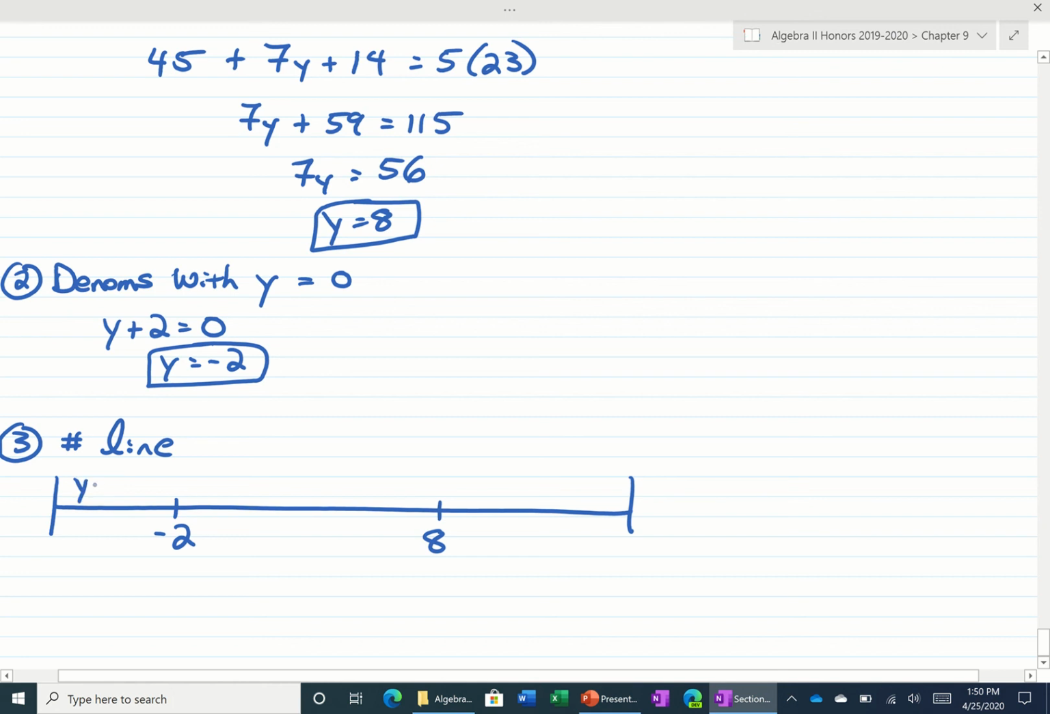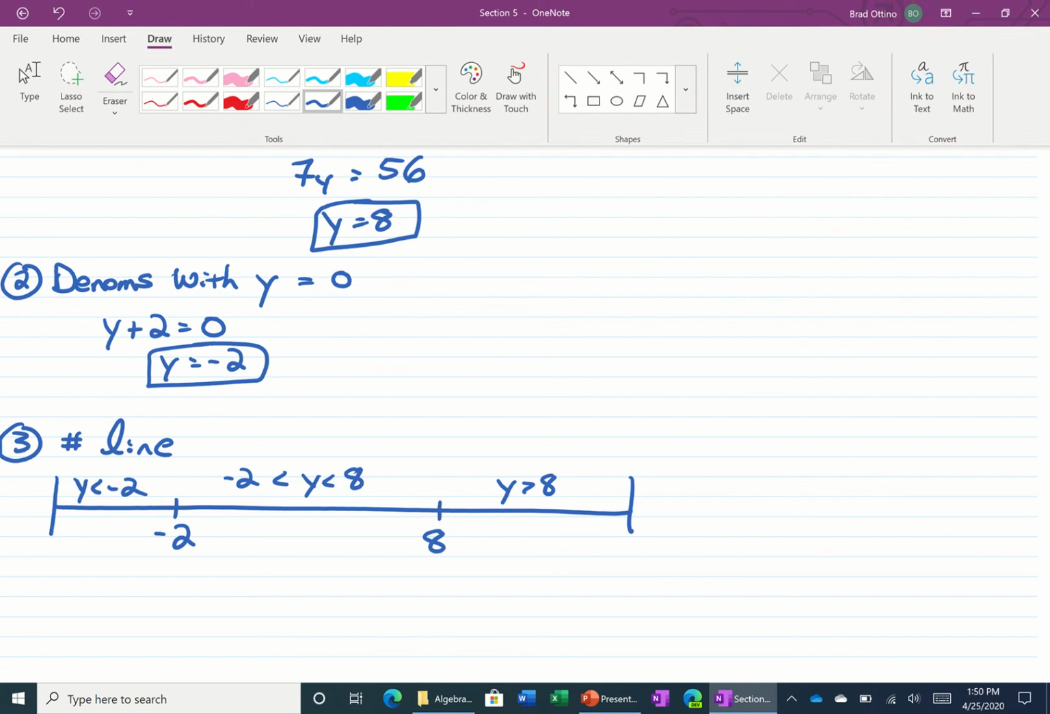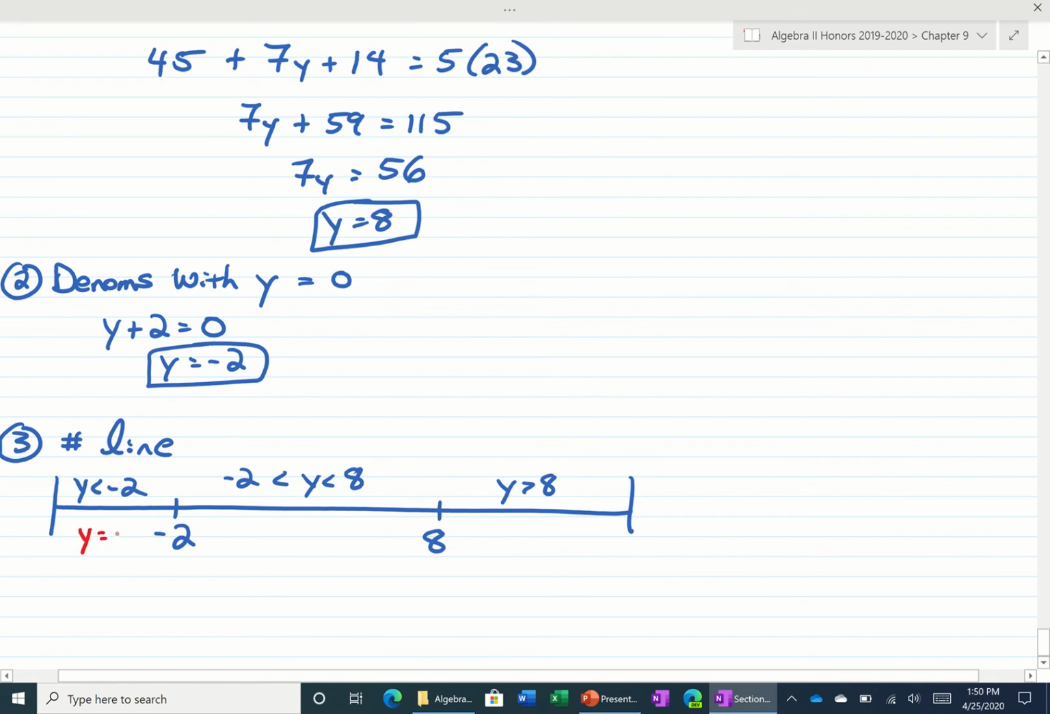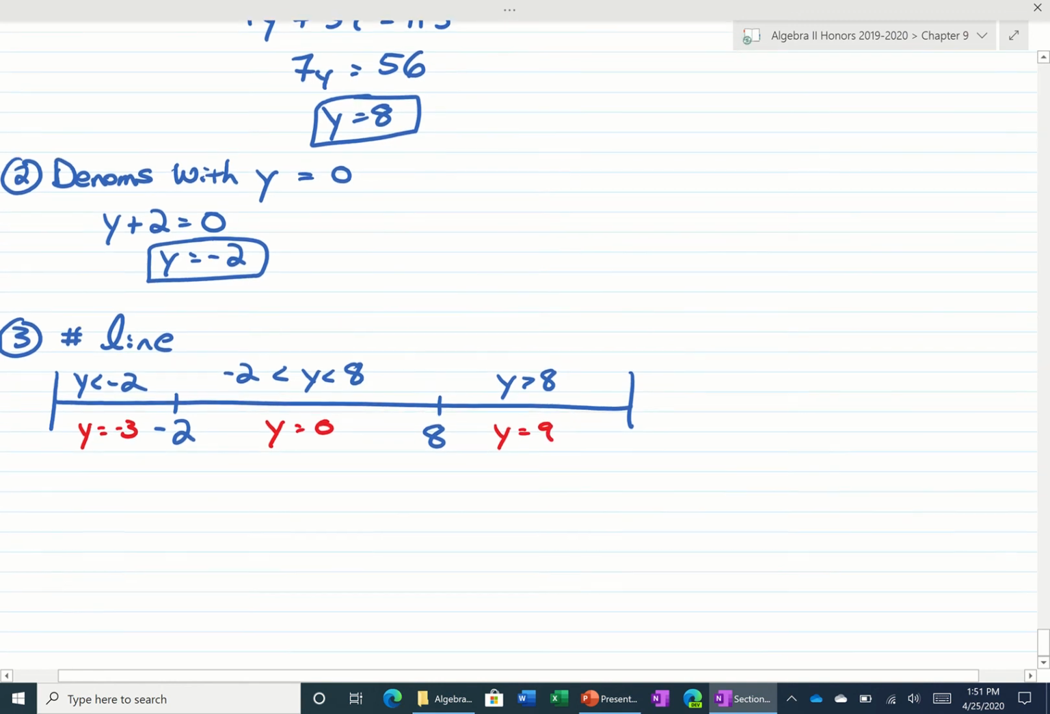So we're going to be looking at numbers that are less than -2, numbers between -2 and 8, and numbers greater than 8. So we could use -3, we use 0 here, and we could use 9. So looking at the original, 3 over y plus 2 plus 7 over 15 is greater than or equal to 23 over 3y plus 6.